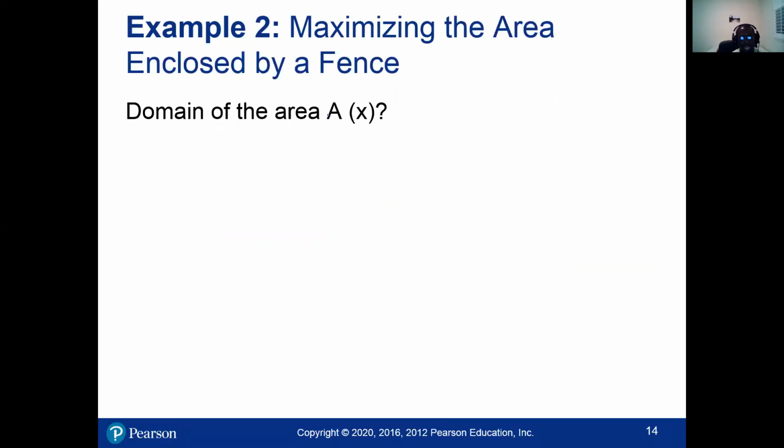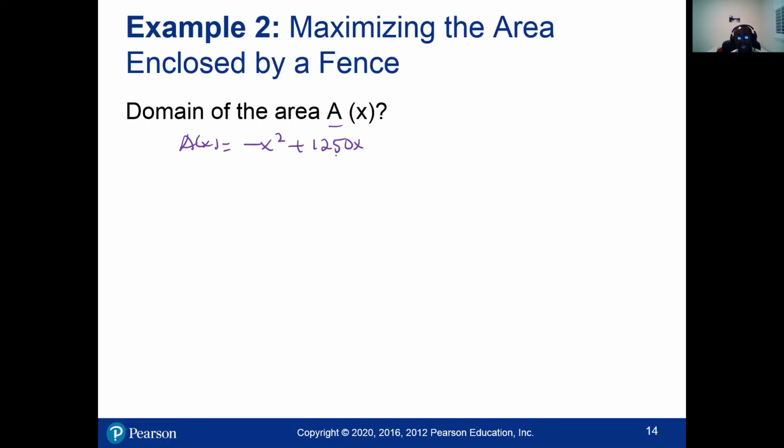The domain of the area, okay? So we know that A of X is equal to -X squared plus 1250 times X. Some of us have forgotten how to solve inequalities. So I just chip this in. Then if I know this, I can draw the graph of that.